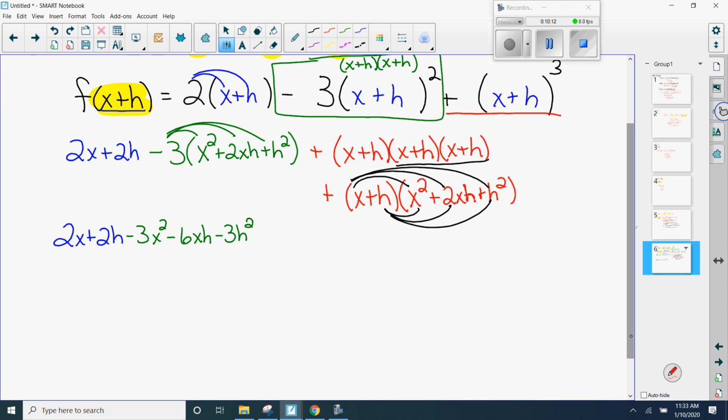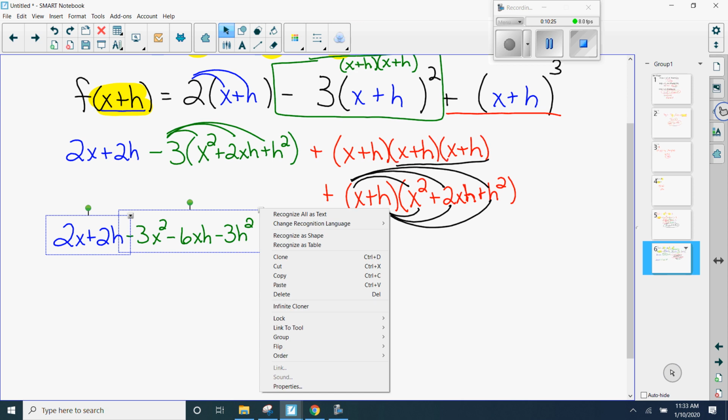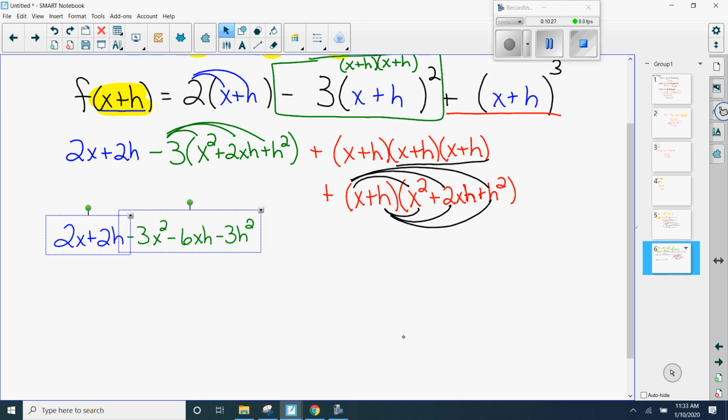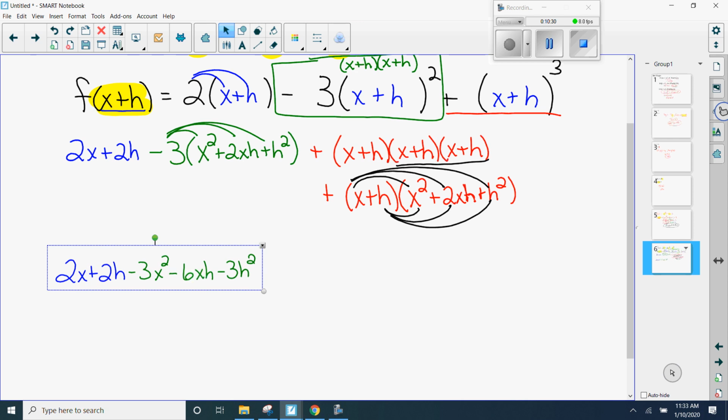Now what happens, I better do this because I think this is too far up. Come on, computer. Okay, now I'm going to distribute.